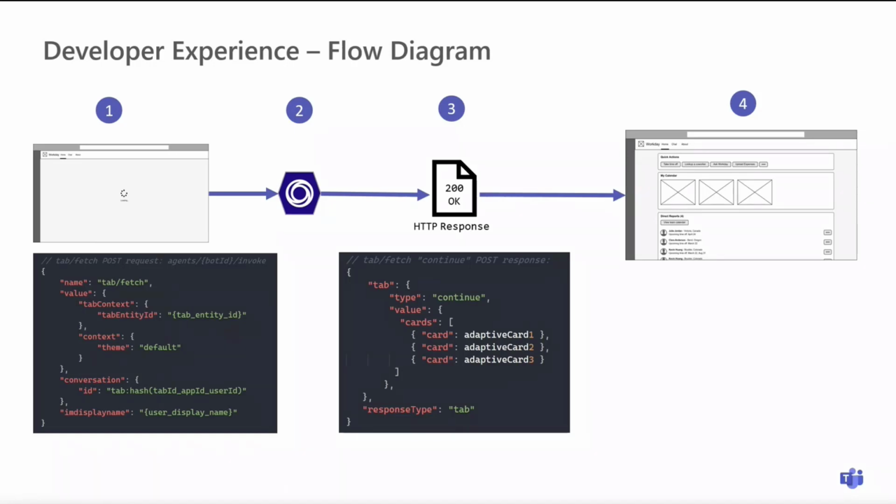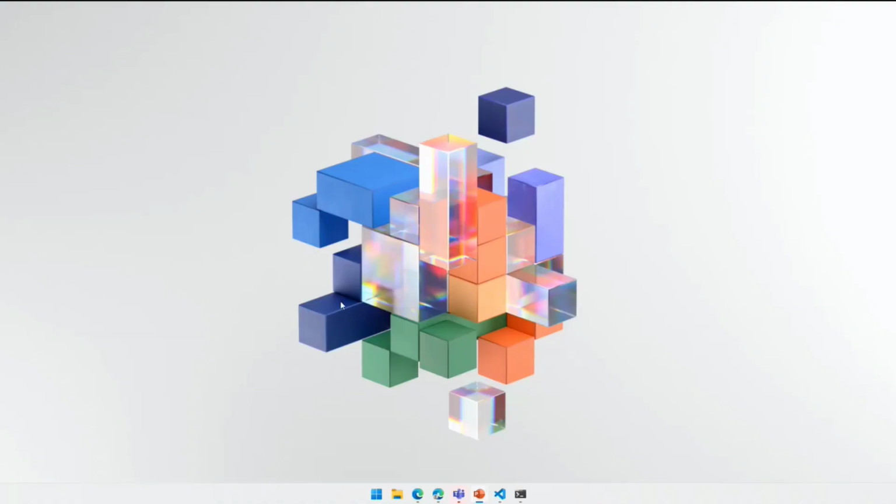These cards are then rendered to the screen one after the other in the tab itself. If you've ever built task module dialogues, it should look very similar. So instead of returning one card to show in a dialog, you'll just be returning multiple cards to show in a tab. So onto the demo. Let's see.